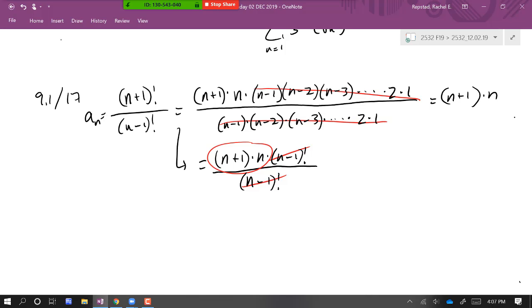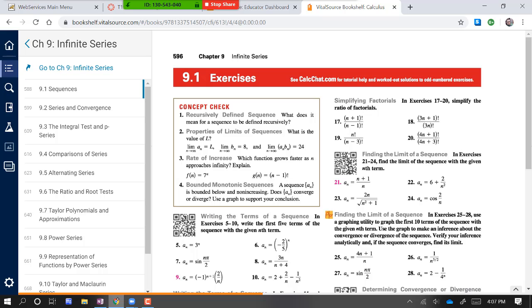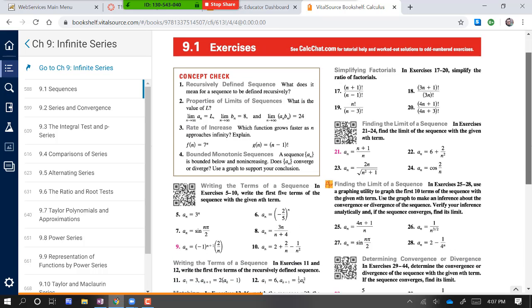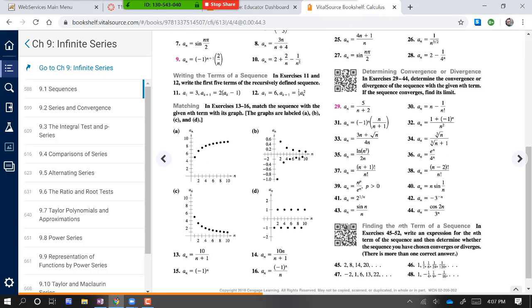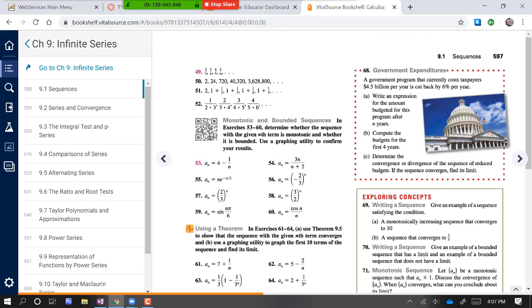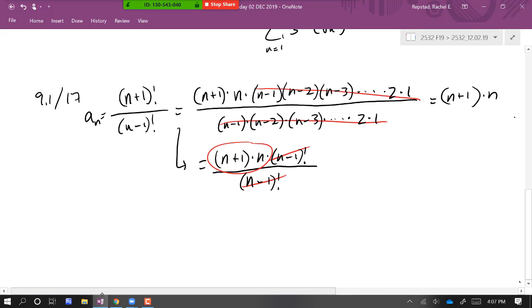This is from, I think still in 9.1. Yep. Number 55. So monotonic and bounded: determine whether the sequence is monotonic and whether it's bounded. Use the graphing utility to confirm. So in 55 we have n e to the minus n over 2.